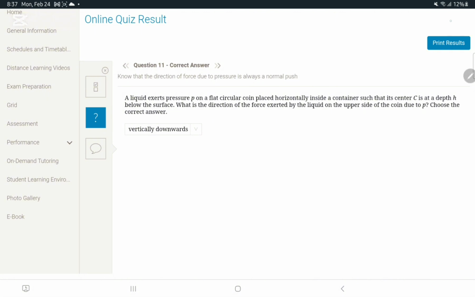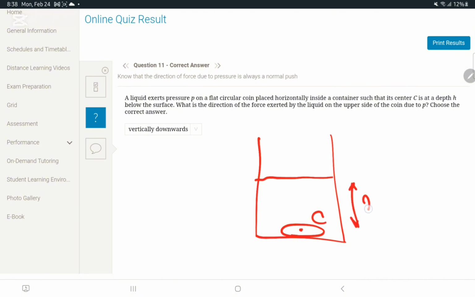Okay, now for this question, we have this container, we have a liquid, and we have the coin here. It's horizontally down. We have the center C, and it's at the depth h, and we have pressure P. Okay, what we know about pressure is that it's isotropic, which means it's acting in all directions. But they're asking for one specific direction of the force exerted on the upper side of the coin. What we know about pressure is that it's perpendicular to a surface. Therefore, it's going to be perpendicular to the surface. So it needs to be like this to be perpendicular. What is this? It's vertical down. So vertically downwards.